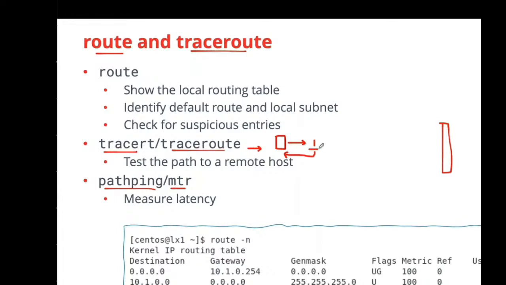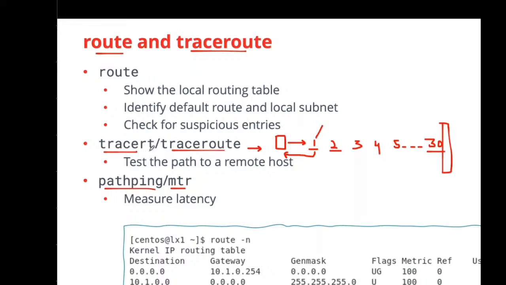From this machine, in response, we will get the IP address of this machine. Got it? The second packet that will leave your machine will be with the TTL value number 2. The third will be number 3. The fourth will be number 4. The fifth will be number 5, and so on till 30. The maximum default limit of the TTL values is 30 in traceroute or tracert.